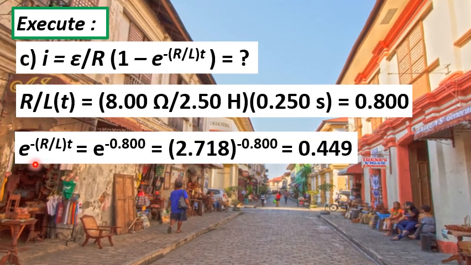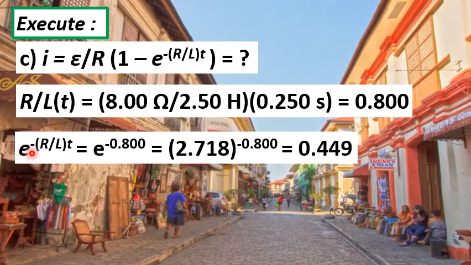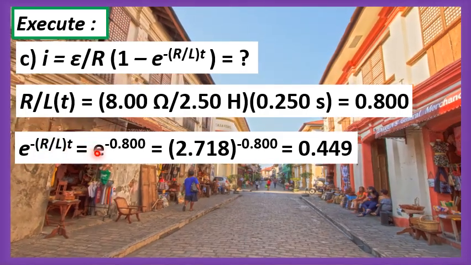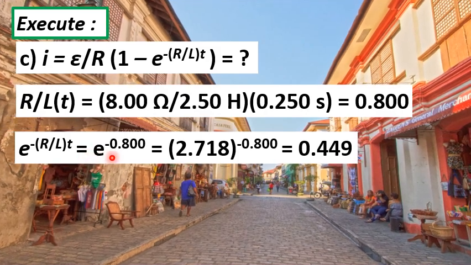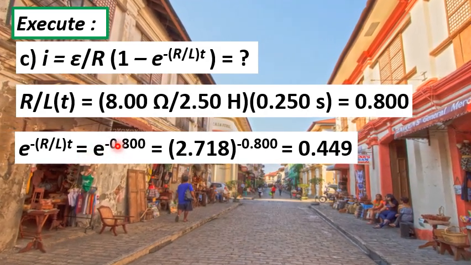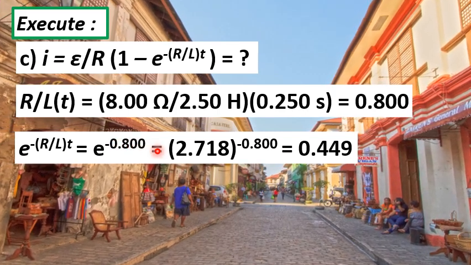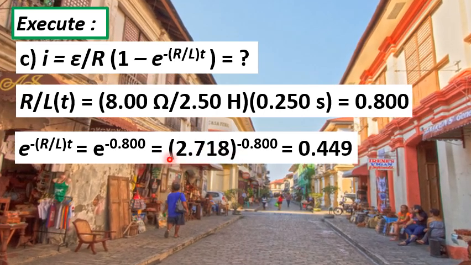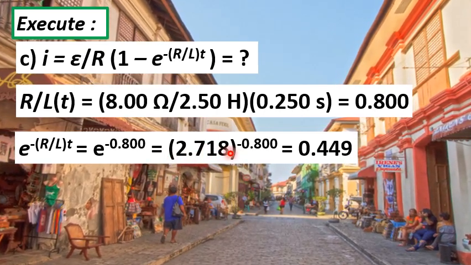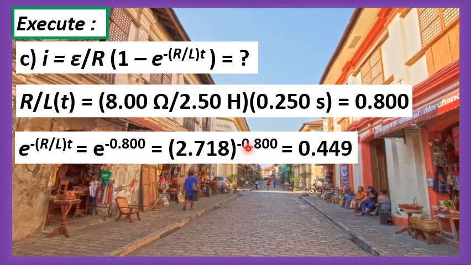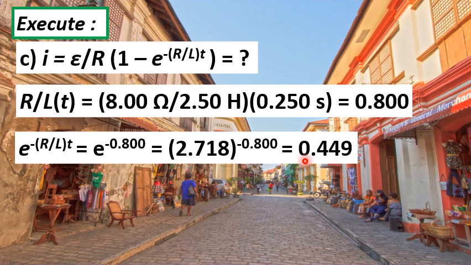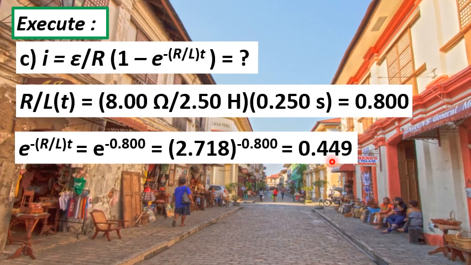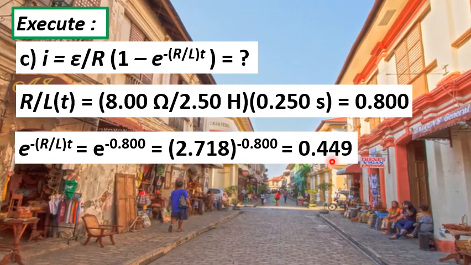That means the Euler's number with its power negative R over L times t is equal to the Euler's number raised to the power negative 0.800. So with the help of your calculator, the value of the Euler's number, of course, is 2.718, and that is to be raised to the power negative 0.800. Finally, we get the value equal to 0.449.